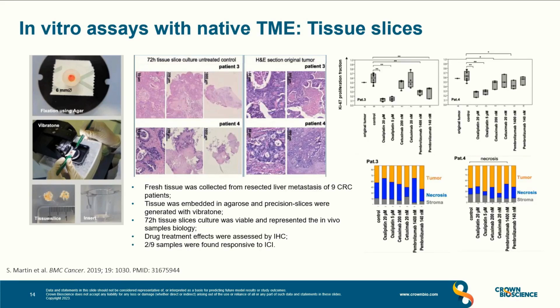Several treatments, including immune checkpoint inhibitors, were applied to the cultured slices, and the authors assessed treatment responses by quantification of Ki-67 staining with immunohistochemistry and by scoring different areas within the slices representing tumor, stroma, and necrosis. They have found that 2 out of 9 tested samples mildly responded to immune checkpoint inhibitor treatment, and examples of the response data from these 2 samples are displayed on this slide.